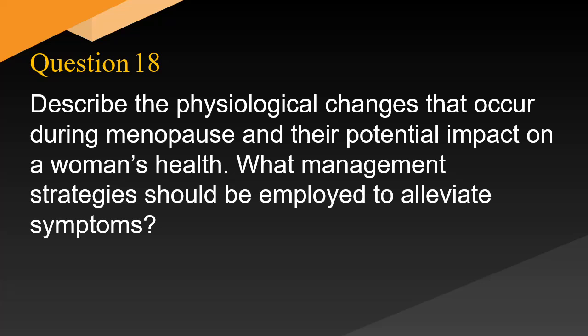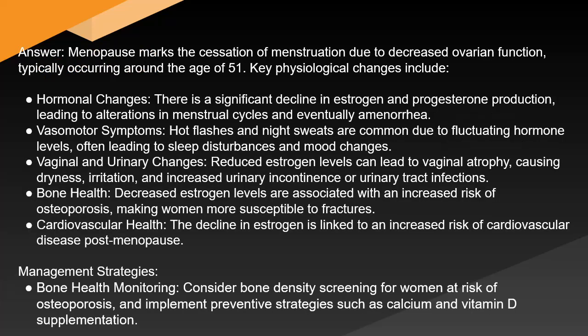Describe the physiological changes that occur during menopause and their potential impact on a woman's health. What management strategies should be employed to alleviate symptoms? Answer. Menopause marks the cessation of menstruation due to decreased ovarian function, typically occurring around the age of 51. Key physiological changes include hormonal changes. There is a significant decline in estrogen and progesterone production, leading to alterations in menstrual cycles and eventually amenorrhea.